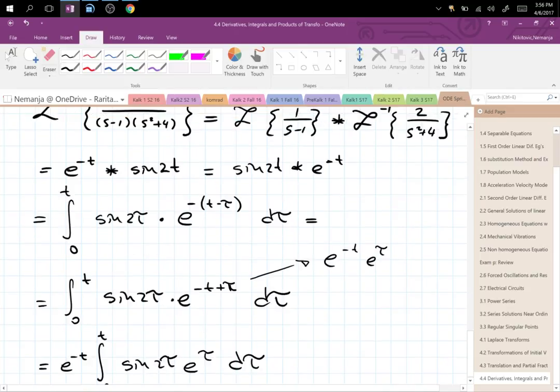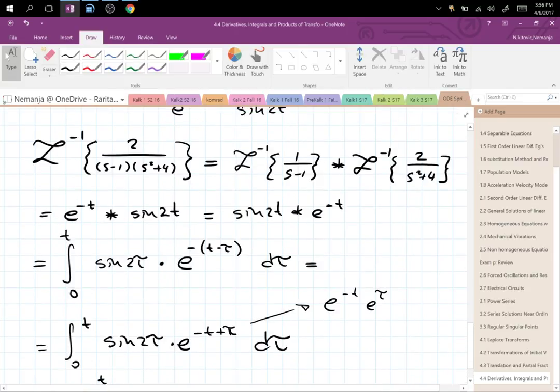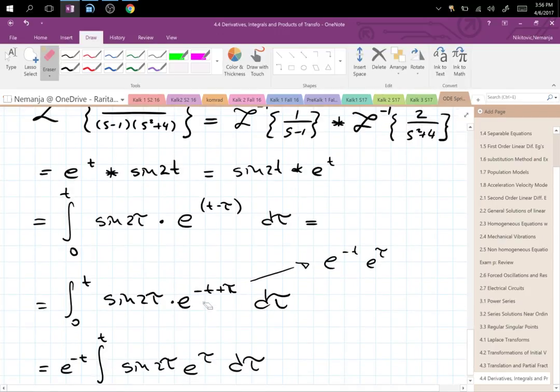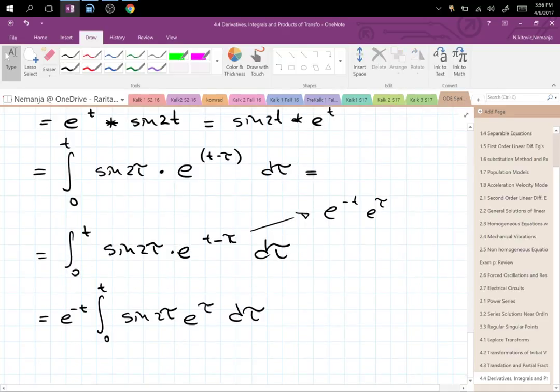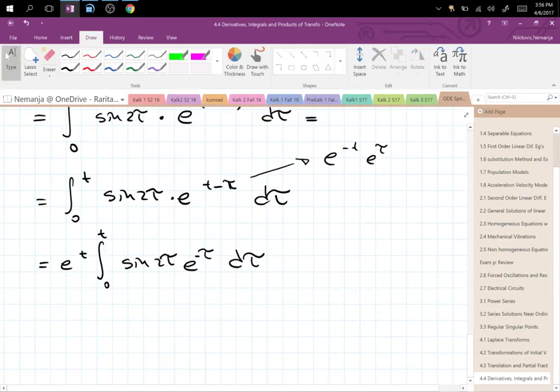Something is off. Oh, it's e to the t. 1 over s minus 1 is e to the positive t. That's the thing that's off. Okay, that's a positive there, that's a negative, and then that's a positive, that's a negative. So this is e to the t, e to the negative tau.